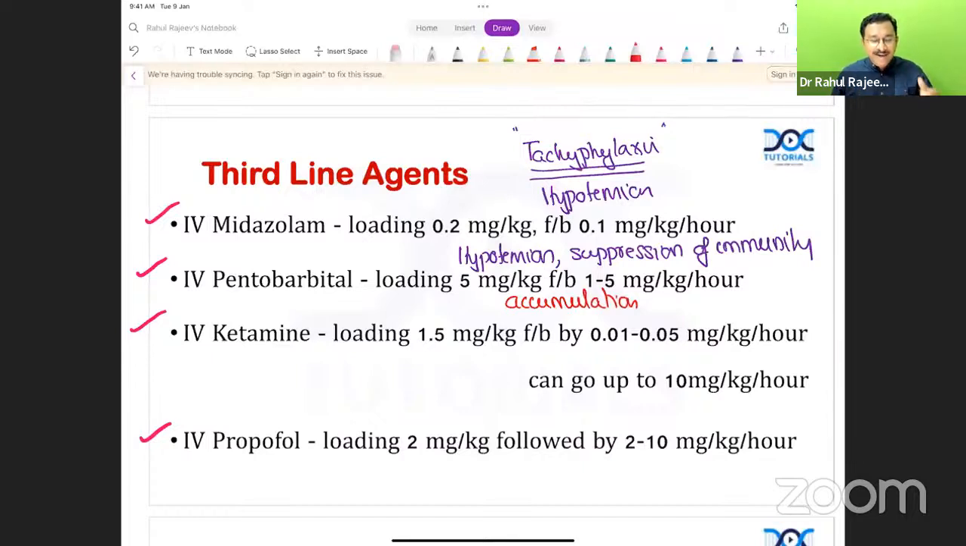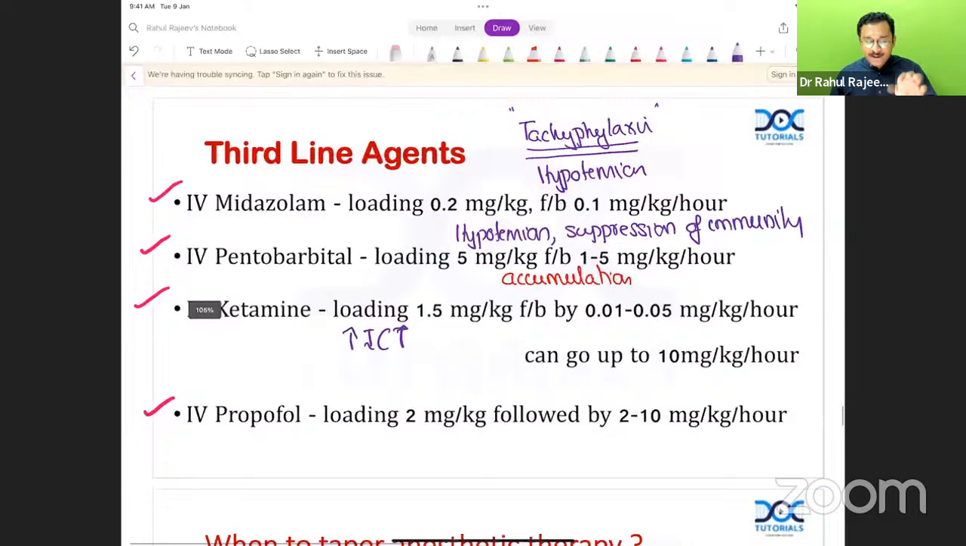Now, midazolam and propofol act via the GABA A receptors. Ketamine is an NMDA antagonist. The advantage of ketamine is that it does not cause hypotension, which is a major problem with the other third line anesthetic agents. But again, it also has neurotoxicity. It can cause an increase in the intracranial tension. It can even cause hypertension. It can cause an increase in the intraocular pressure. There are problems with this.